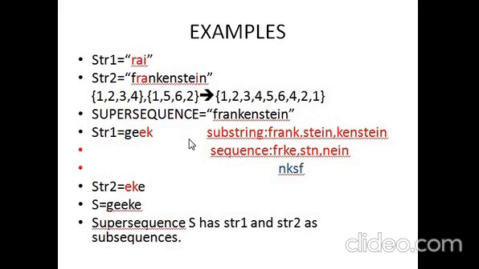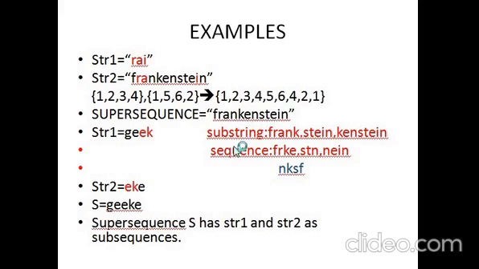Before seeing the algorithm straight away, let's revise some basics. We need to know what a sequence is. Let's take this example, Frankenstein. As some of you might know, a substring here would be Frank, Stein, Kenstein. Basically that constitutes a part of this word, anything that occurs continuously in this word. So Anken or Ken or St, that is continuous.